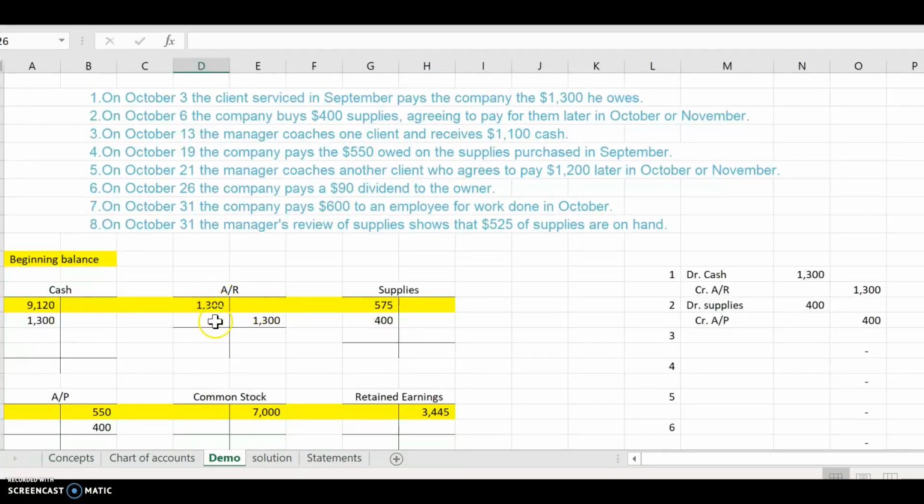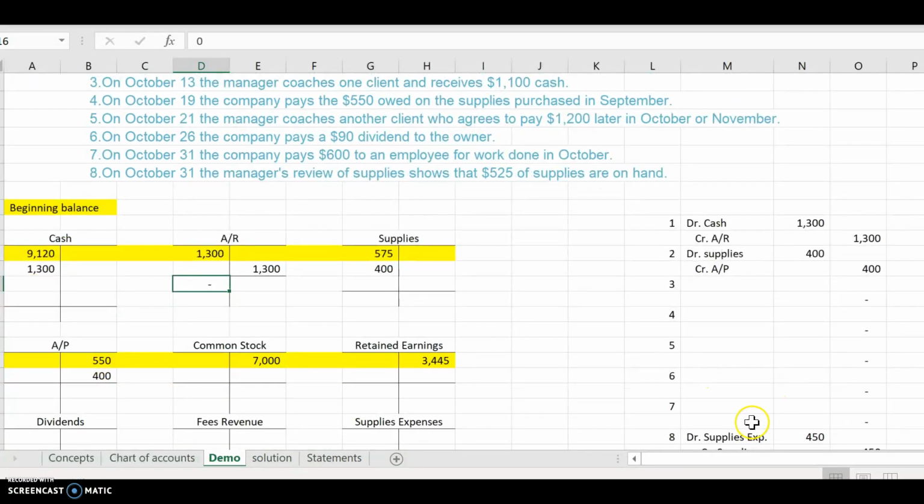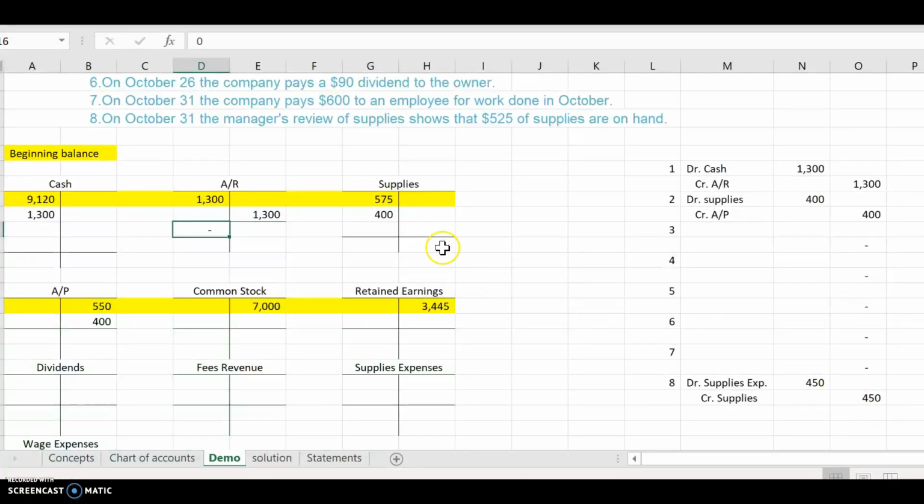So I'm going to summarize this account. The debit side, we have 1300, credit side 1300, so they cancel out. Remember, it's an asset account, so the normal balance should be on the debit side. So I'm going to write 0 on the debit side. This is just a convention. Supplies, originally we have 575, and then we add 400 to it. At the end of the day, we use up 450, so we credit 450.